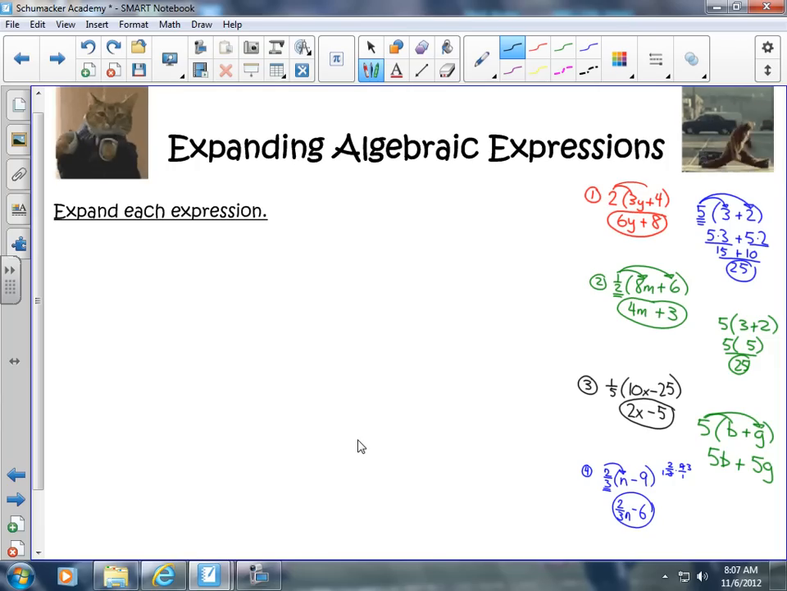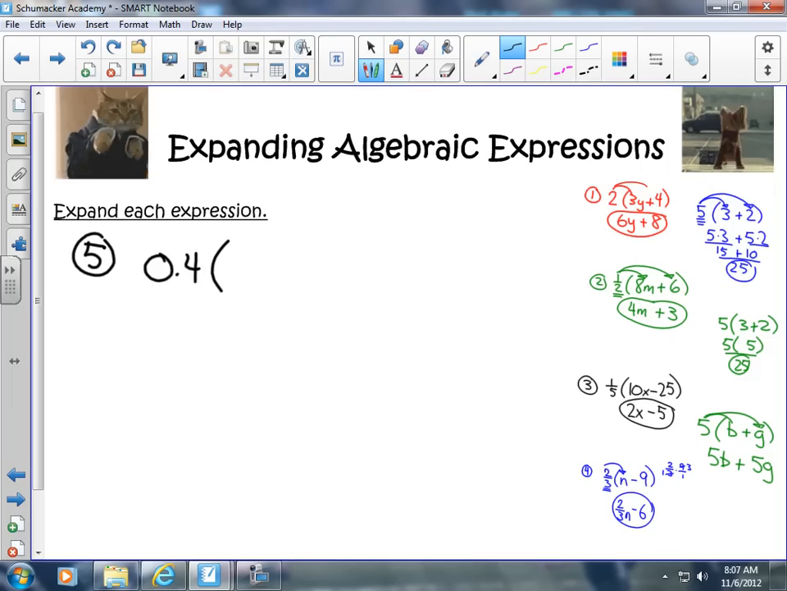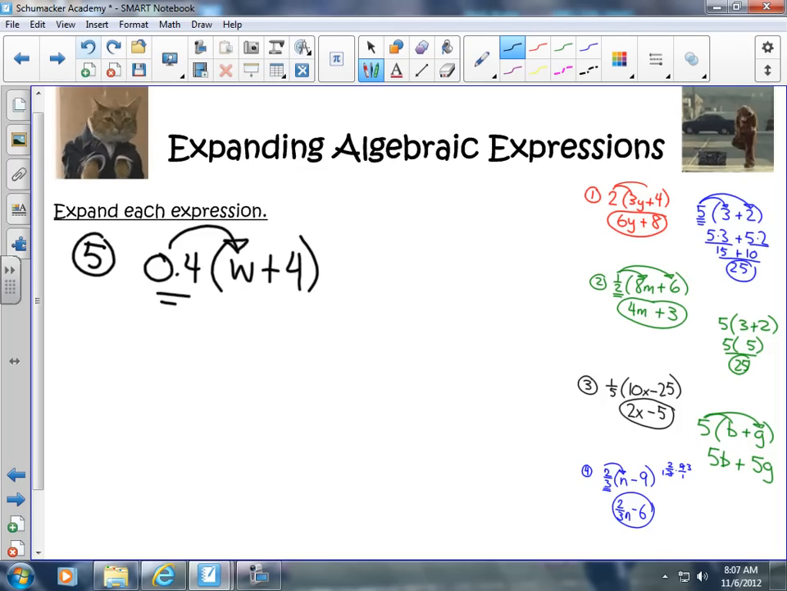All right, let's continue. Let's make these progressively a little bit harder. Number 5. Now we're going to deal with decimals. Now, some of you like decimals better than fractions. I personally like dealing with fractions, but that's just me. We'll make this w plus 4. So we have 0.4 times w plus 4. Again, even though it's decimals, we're still going to do the exact same thing because it's the distributive property. So we're going to distribute the 0.4 times w. I don't know what w is, but I do know that I'm going to take 4/10 of it.